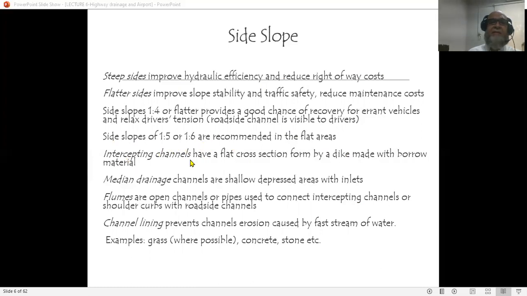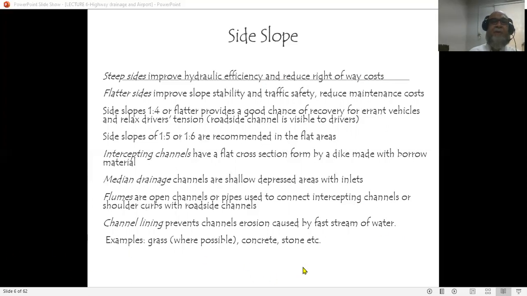Those intercepting channels have flat cross sections formed from a dike with the borrow material. Hidden drainage channels are also shallow depressed areas within the inlets. Flumes are open channels or pipes used to connect intercepting channels or shoulder curbs with roadside channels. Channel lining prevents channel erosion caused by fast streams of water. Nowadays, the channel is also lined with a geosynthetic material, so not only does it make it waterproof, but it holds the sides of the channels, not allowing them to erode.